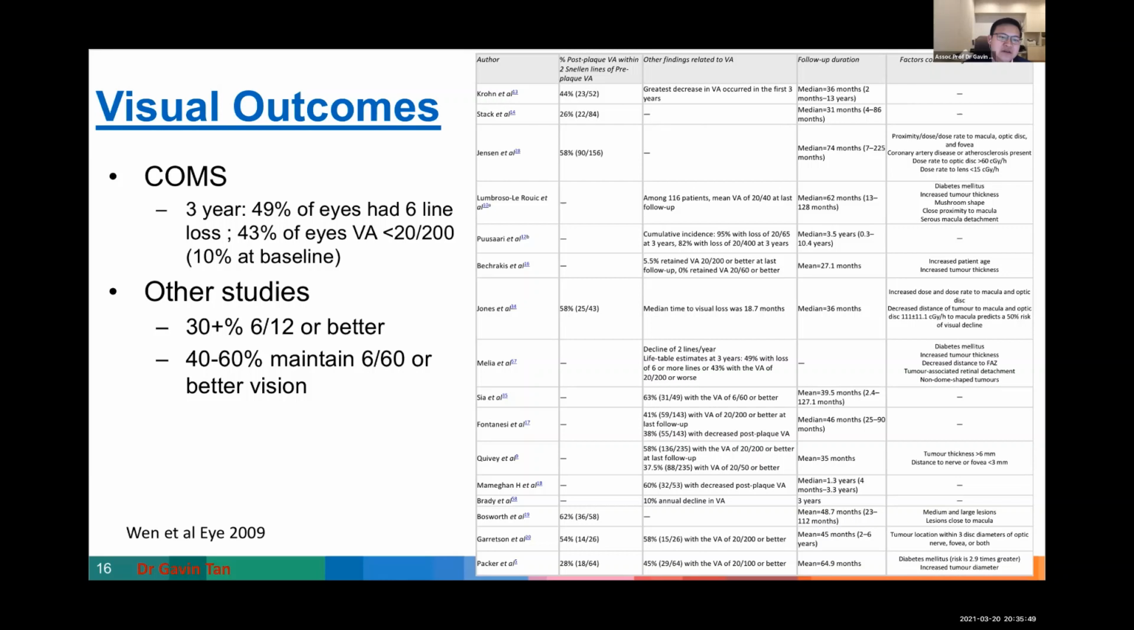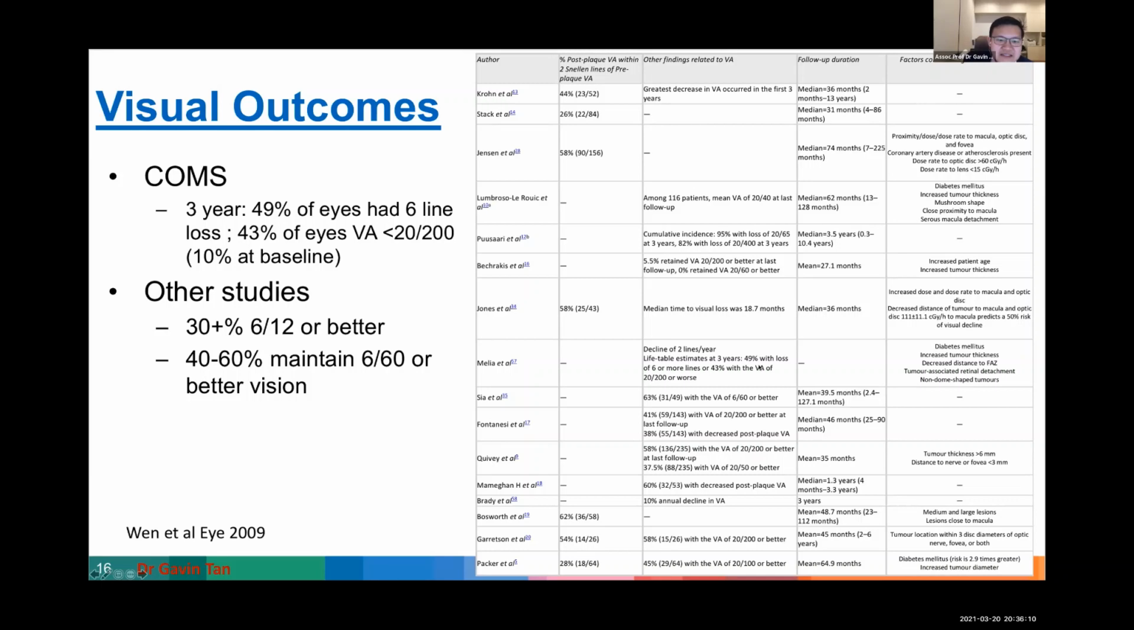Other studies have noted that maybe 30%, slightly more, can maintain 6/12 or better in the long term. But we generally accept, if you're looking at longer term follow-up that goes beyond 5 or 10 years, that only about 40 to 60% will maintain 6/60 or better vision. This is a summary of the various studies that have looked at mean vision after brachytherapy.